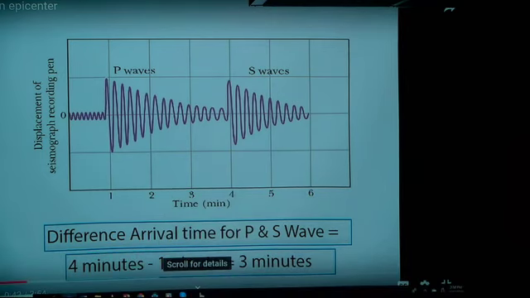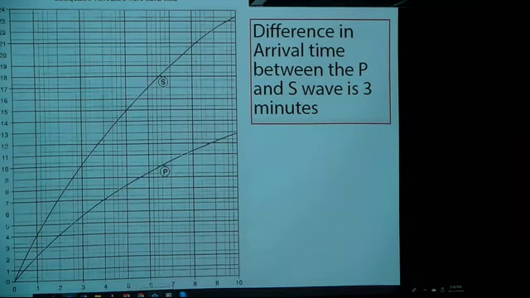Three minutes. All right. Okay, so we know the difference in the arrival time. That's all we need to know to come to the P and S wave chart here and find out how far away the epicenter was.